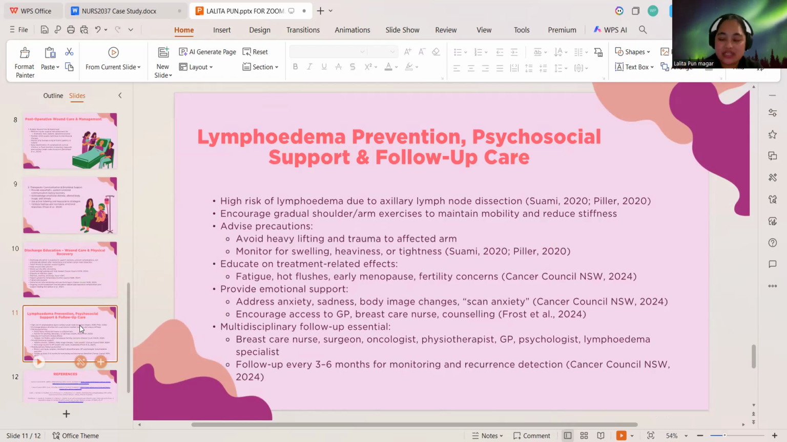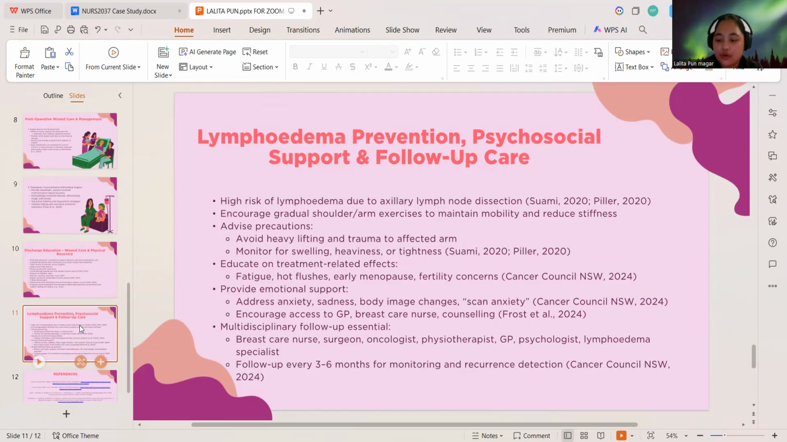Amara is at increased risk of lymphatic disruption and arm swelling. She should avoid heavy lifting and vigorous activity during early recovery while gradually performing gentle shoulder and arm exercises to reduce stiffness, and avoid cuts or injuries to the affected arm, where she had the operation. Emotional well-being should also be addressed as women commonly experience sadness, anxiety, altered body image, and scan anxiety as well.